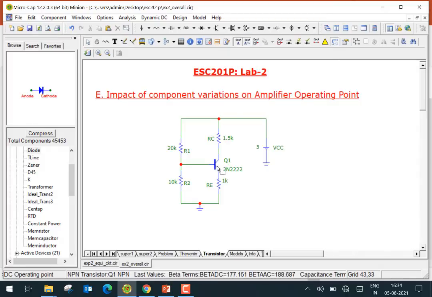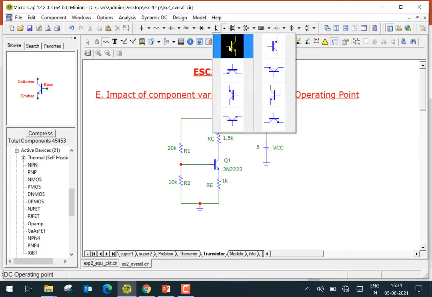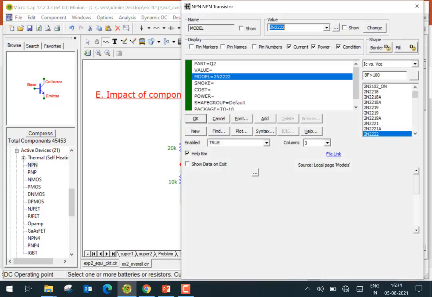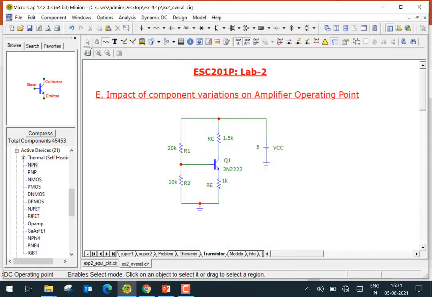There's a bipolar transistor here, so you would click here for a bipolar transistor, right? You could click here and then choose 2N2222, okay? This is another common transistor that is available in the lab. So what we would like to figure out is the following. Note that this is an amplifier, so you would recall that the operating point in an amplifier is important. Operating point meaning the collector current and the collector emitter voltage.